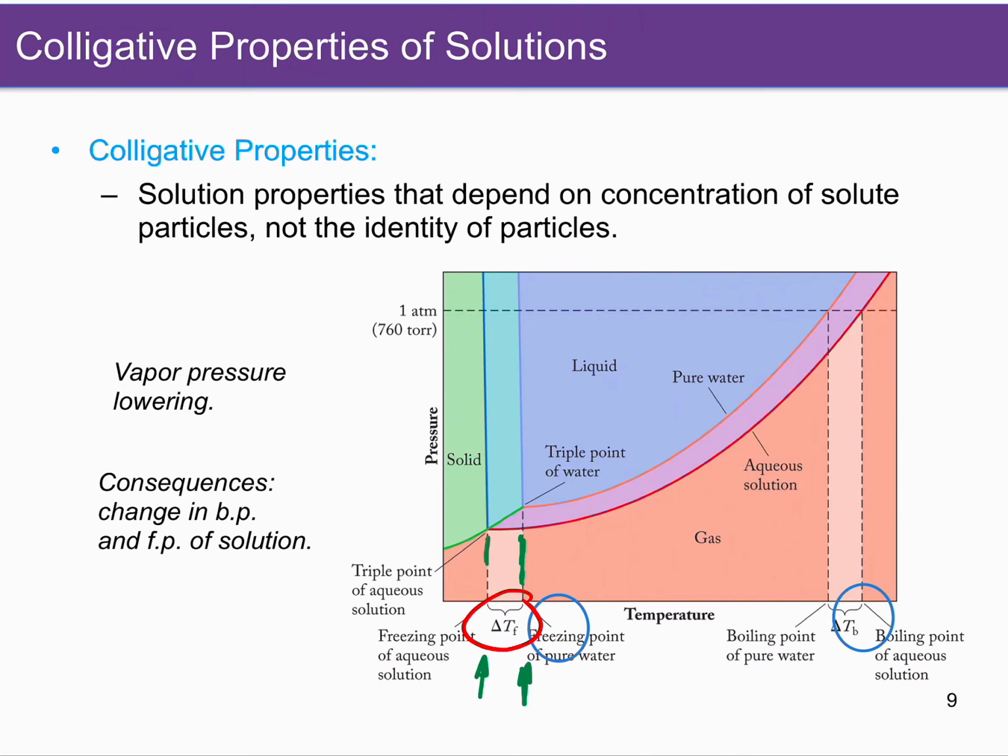So the normal boiling point of pure water is here, but the boiling point of an aqueous solution is a little bit higher. Okay, so if you add a bunch of salt to water, then the boiling point is actually going to increase a little bit.